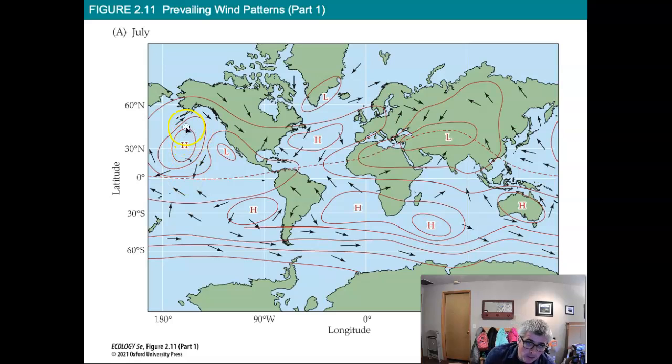So these lines indicate pressure differential. Same thing here, a high and a low. Wind wants to move there, and it's moving to the right and goes in that direction. So this is actually bringing warm air from the Atlantic to northern Europe here.